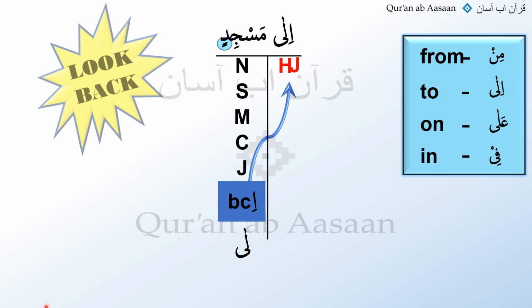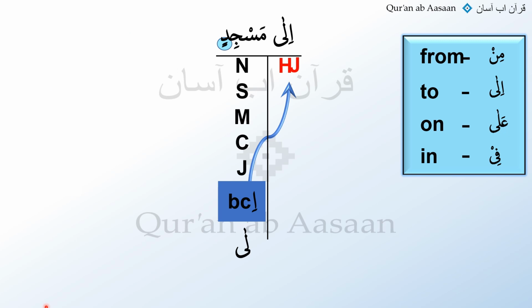All right. Now, how will we translate it? We can see the meaning of ila here. What is the meaning of ila? It's to. And how do we translate masjidin? A masjid. Good. A masjid or any masjid. Why? Because it's a common noun, right? And collectively, if we do the translation together, what would it be?